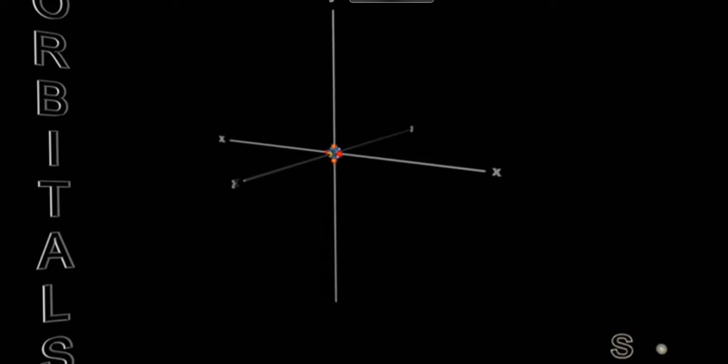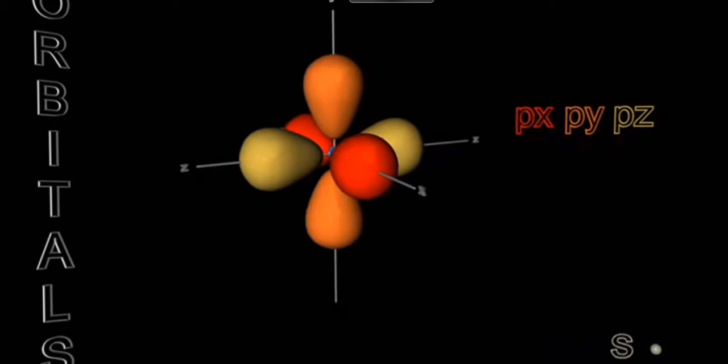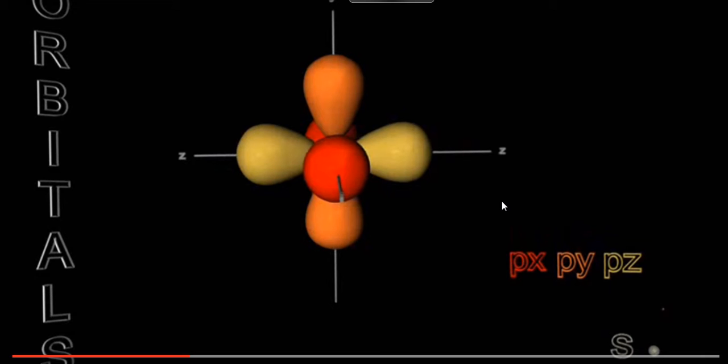The yellow one is one orbital, the red one is one orbital, the orange one is one orbital, and each of those can hold two electrons. So two electrons, two electrons, two electrons. That's a total of two and two and two. You're right, six. So we have the S, the sphere, then we have these peanut shapes.